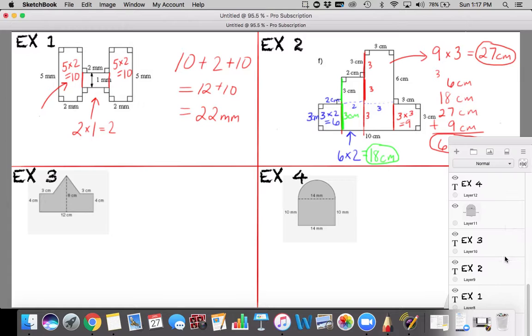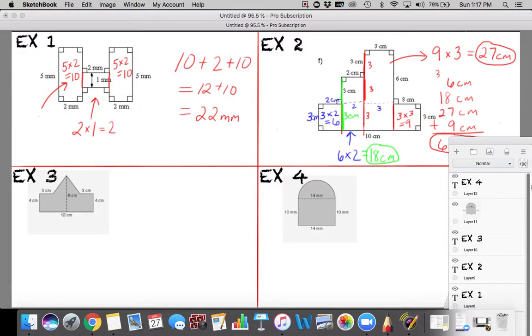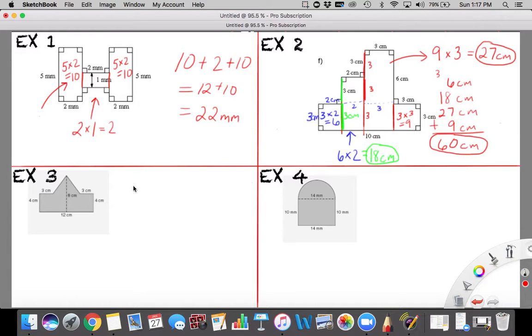Looking at the area of example 3. Example 3 is, let's see, let's find it, right here. Example 3, so I have a triangle up top and a rectangle on the bottom. Now, what I want to do is the area of a triangle equals 1/2 base times height, or you can take base times height divided by 2.